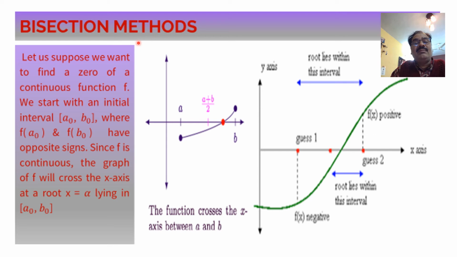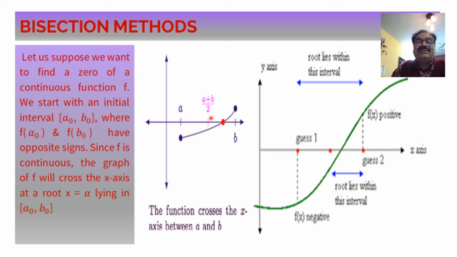Bisection, like the name itself explains. Let us suppose we want to find a zero of a continuous function f. We start with an initial interval a naught and b naught, where f of a naught and f of b naught have opposite signs, which we check every time. Since f is continuous, the graph of f must cross the x-axis. If you concentrate here, this explains the complete picture of the bisection method. The function crosses the x-axis between a and b. Here it is visible: if this is the point a and this is point b, then their middle point is a plus b by 2.